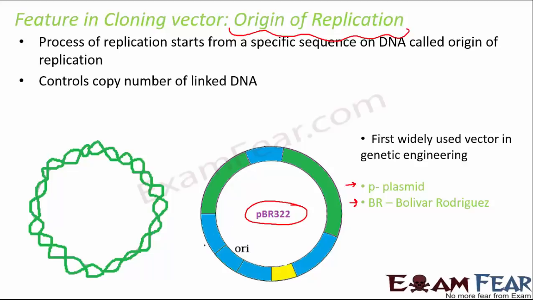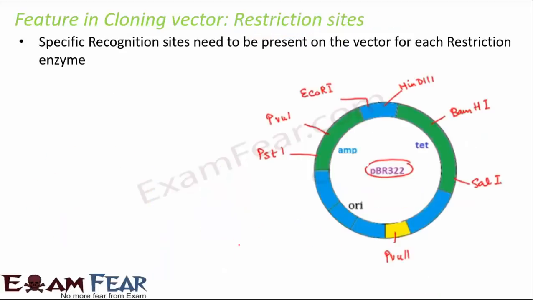So the blue part is denoted by ORI, which means the origin of replication. This is that area from where the process of replication starts. Then we have the restriction sites.